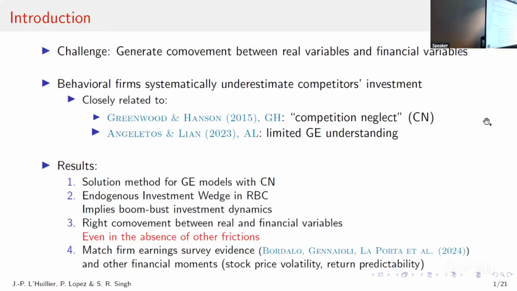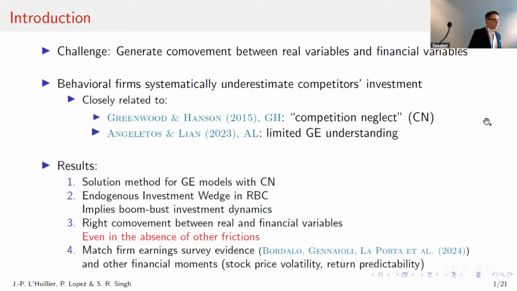What we want to do here is argue that a particular behavioral friction, the one we are going to consider, is a useful step forward, a proactive step forward in addressing this problem. The friction is going to be given by a model of behavioral firms who systematically underestimate their competitors' investment. Because of that, firms in our model, when good investment opportunities come around, are going to overestimate the returns to the investment, and therefore they're going to end up overinvesting.